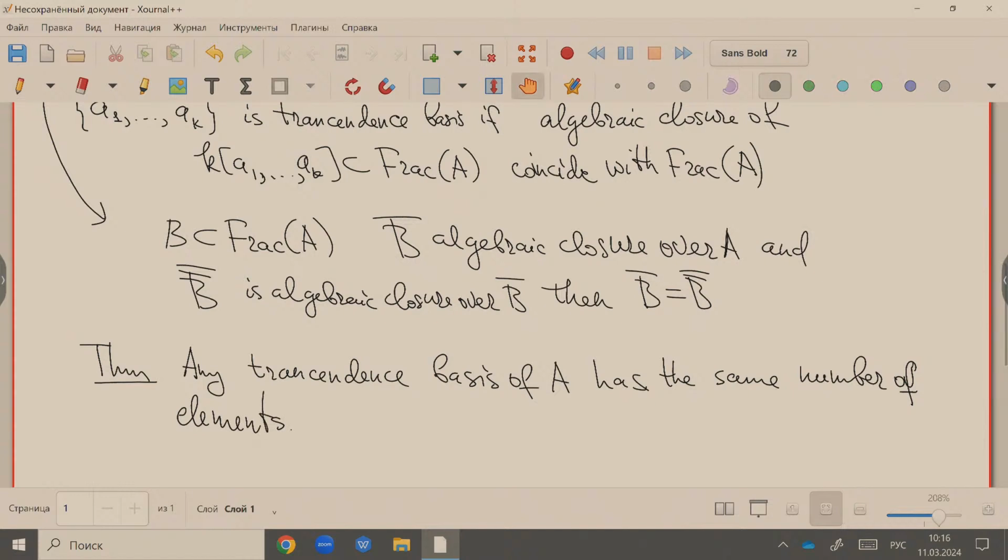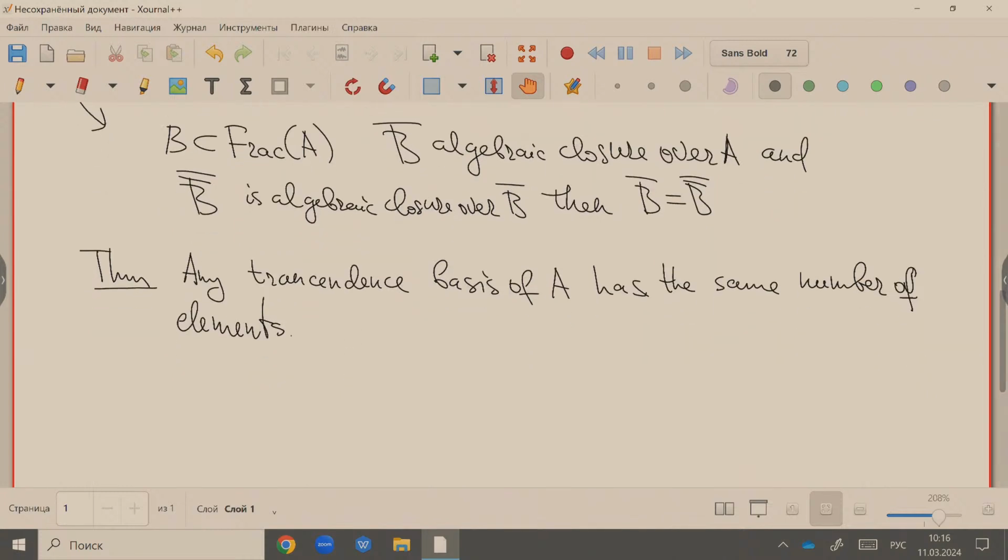And the ability to compare transcendence bases is the following. If you have two bases, as we do with vector spaces, one can pass from one basis to the other via some elementary operations, and this elementary operation is just changing one element. I would say this is more of a remark than a lemma.